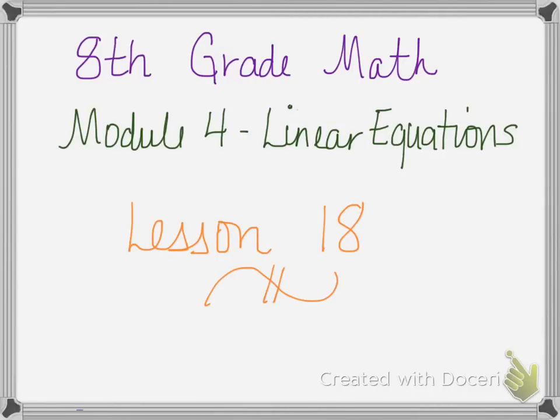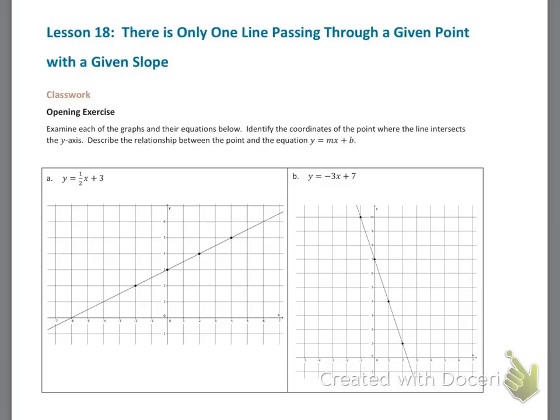Welcome to Lesson 18 of Module 4. The title of this lesson is kind of long. We're still doing linear equations. The title of this lesson is There is only one line passing through a given point with a given slope.